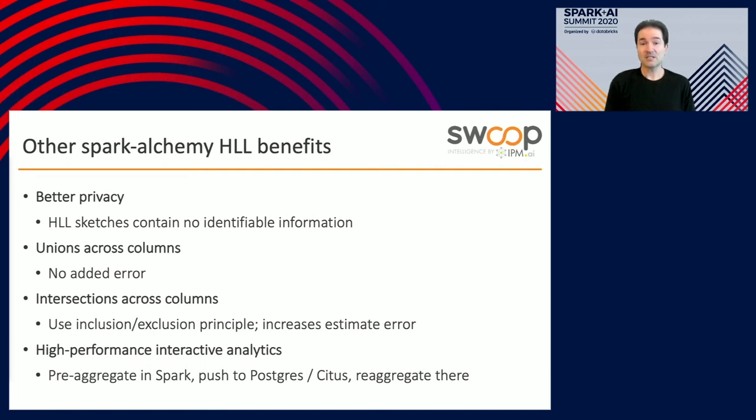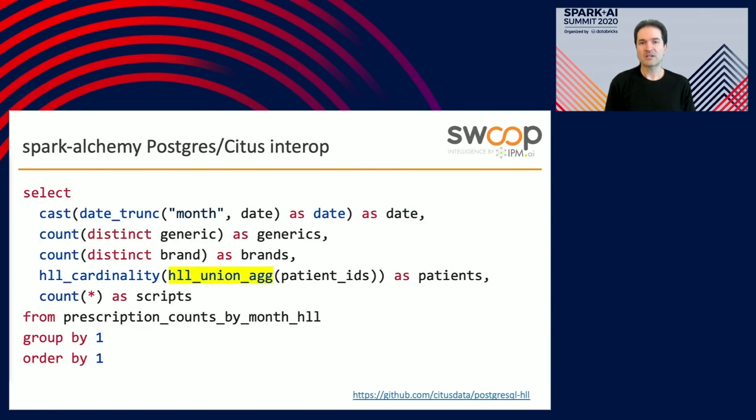And last but not least, with spark-alchemy, you have the ability to interoperate at the binary HyperLogLog sketch level with other systems. In particular, you can do it with Postgres and its clustered version, Citus. And all you have to do is one function call. Instead of HyperLogLog merge, it's HyperLogLog union agg in the Postgres world.